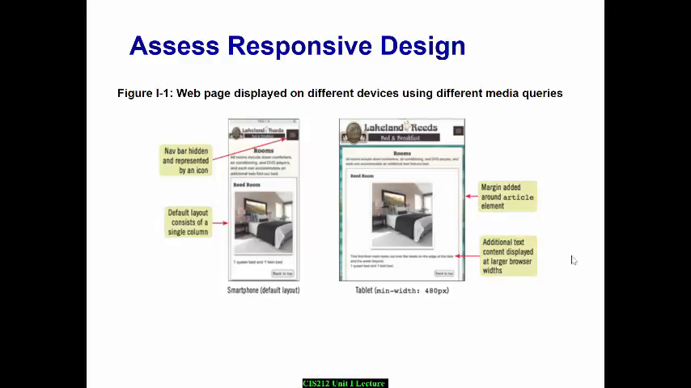So here are some visual examples. This is a web page displayed on different devices using different media queries. Over here, this is a mobile layout, and up here you have the hamburger menu really squished up against the side. And then you have a tablet view where they still keep the hamburger menu, but there's a little bit more room, a little bit more padding around the picture, and so on.